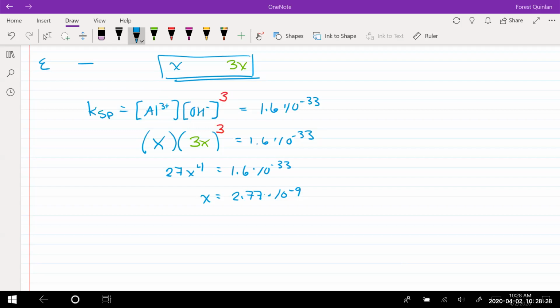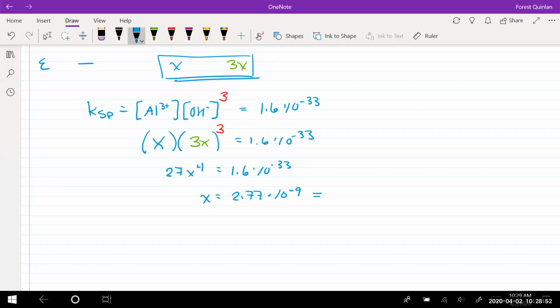Anyone not know how I got 27? Or want to hear it? Kyra, tell them how. You got 27 because 3 cubed is 27, and then x cubed is x cubed. You do 27x cubed times x is 27x to the 4th. So then what is X?